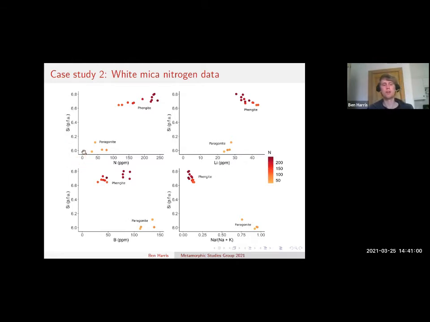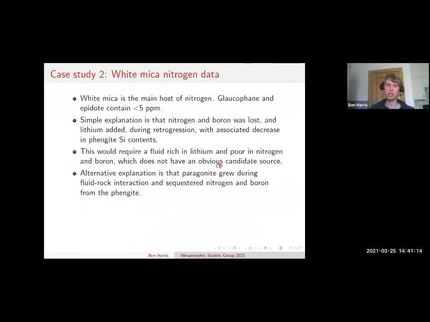And we see in the phengite a positive correlation between the silicon content of the phengite and the nitrogen. Similarly, we see a positive correlation between silicon and boron and a negative correlation between silicon and lithium. So the simple explanation for these trends would be that nitrogen and boron were lost during retrograde fluid interaction, where the silicon content of phengite decreased and the lithium was added. But this would require a fluid which is very rich in lithium, poor in nitrogen and boron, and there doesn't really seem to be an obvious candidate source for these types of fluids in subduction zones.